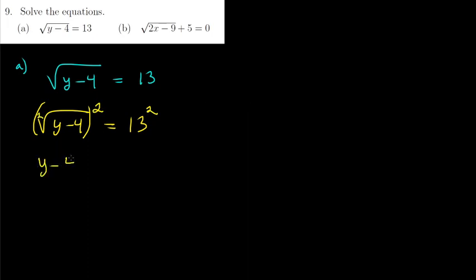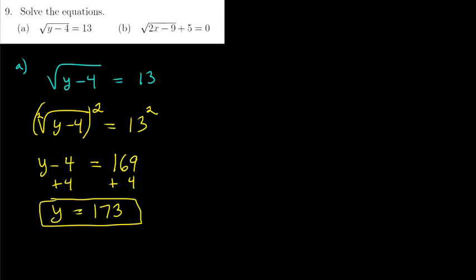Now we have y minus 4 on the left. And on the right, we have 13 squared. 13 times 13 is 169. All right, now you add the 4. We add 4 to both sides, and we get y equals 169 plus 4, 173. So that's all it is for part A.